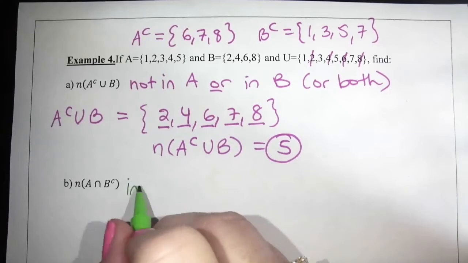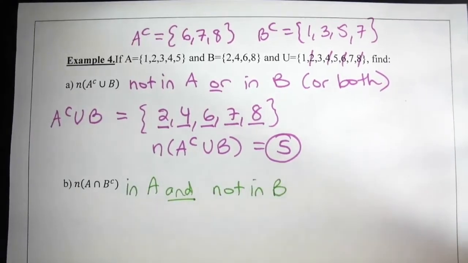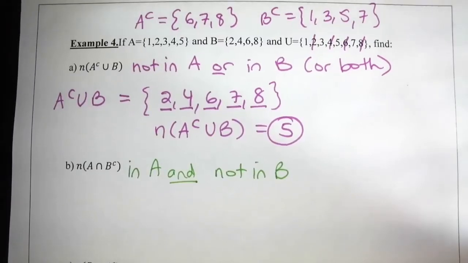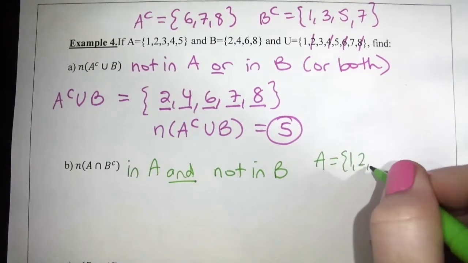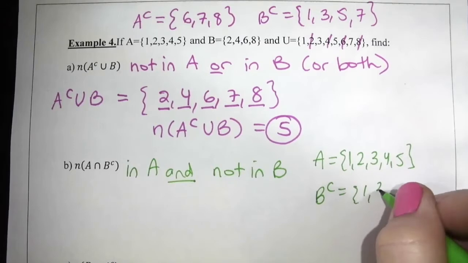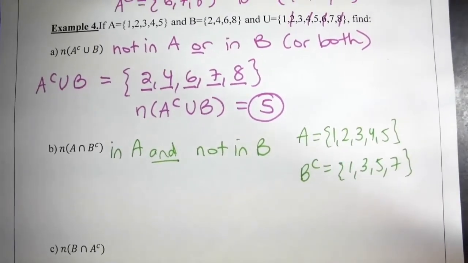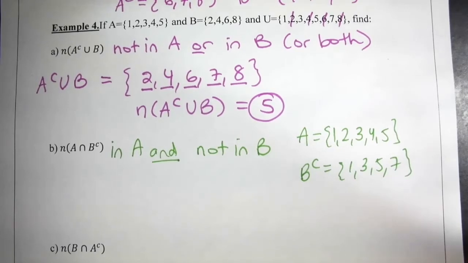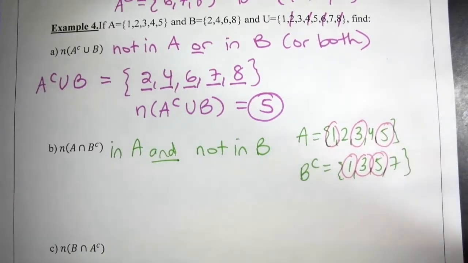Okay, in part B, we want in A and not in B. So that means it has to be in both of them. We don't just list everything that's in one, comma, list everything in the other. We have to circle what's in both at the same time. So A, we know is 1, 2, 3, 4, 5, and not B is 1, 3, 5, 7. So we want the elements that occur in both of those at the same time. And so what occurs in both? 1 occurs in both, 3 is in both, and 5 is in both.